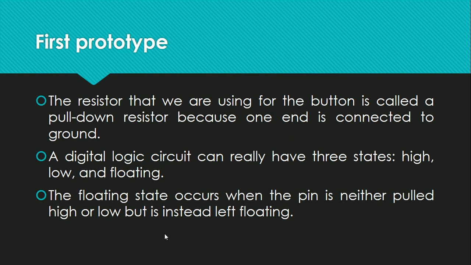Pull-down resistors are resistors that are connected to the ground. Okay, a digital logic circuit can really have three states. We have high or one, on or yes, and then low. Low is zero, off, no for a logical description. And then we also have this floating. So what is this floating? The floating state occurs when the pin is neither pulled high nor low, but is instead left floating. It's either between 0 and 1 or high and low. So that's why it's floating. The state does not know if it is really on or really off.